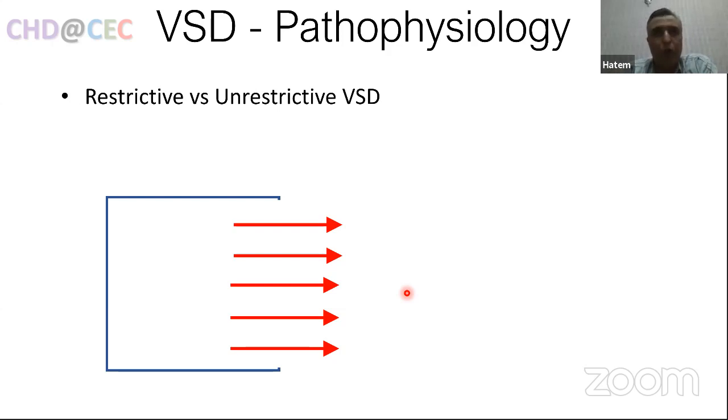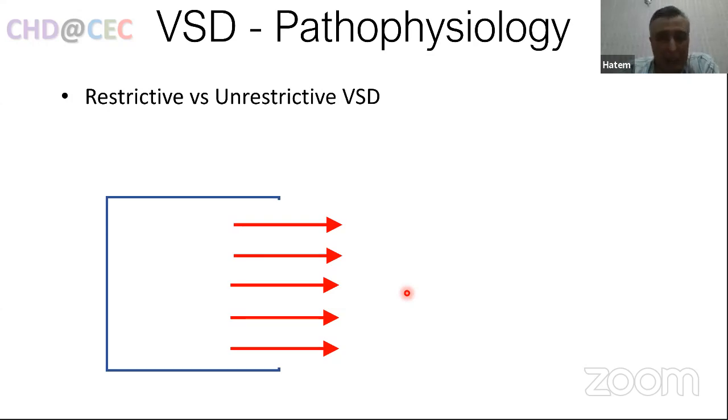The pulmonary flow can still be significantly higher. The left side of the heart can still get volume load, but the RV pressure and the pulmonary pressure are significantly lower than systemic pressure. This is a restrictive VSD.